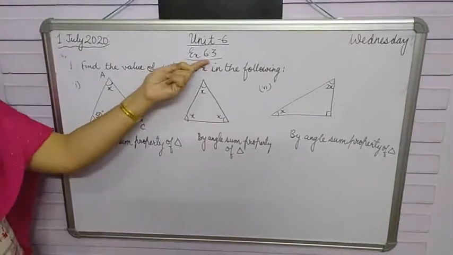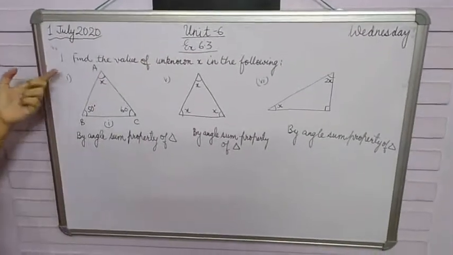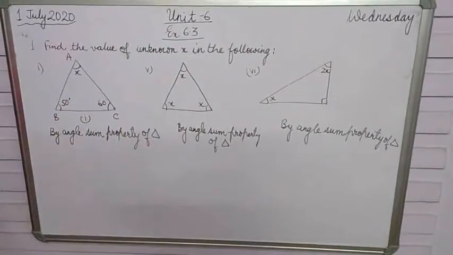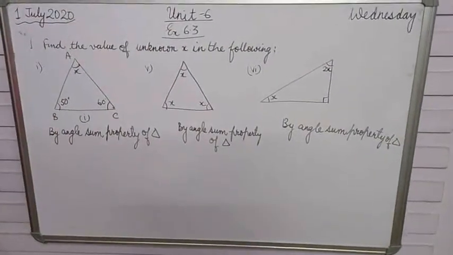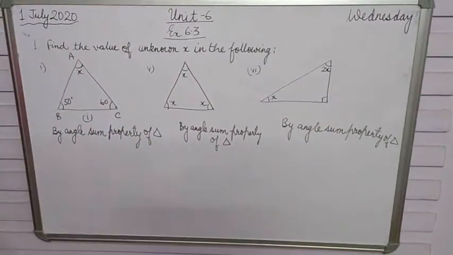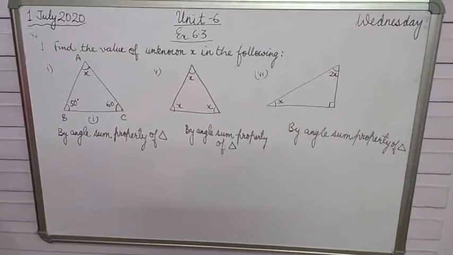Now we are starting exercise 6.3, and the first question is: find the value of the unknown x in the following. Dear children, there are 6 parts in the question. I am discussing 3 parts with you. The other 3 parts you will do yourself, but you have to complete all 6 parts.